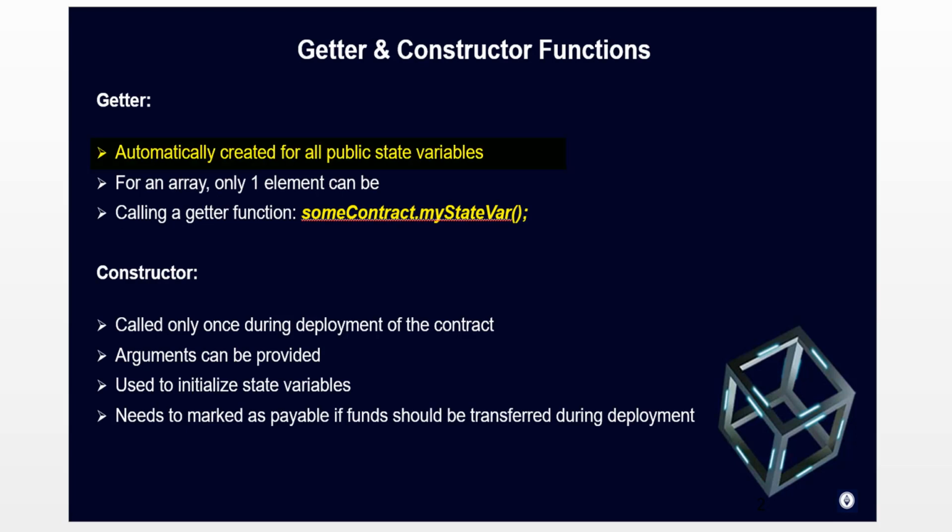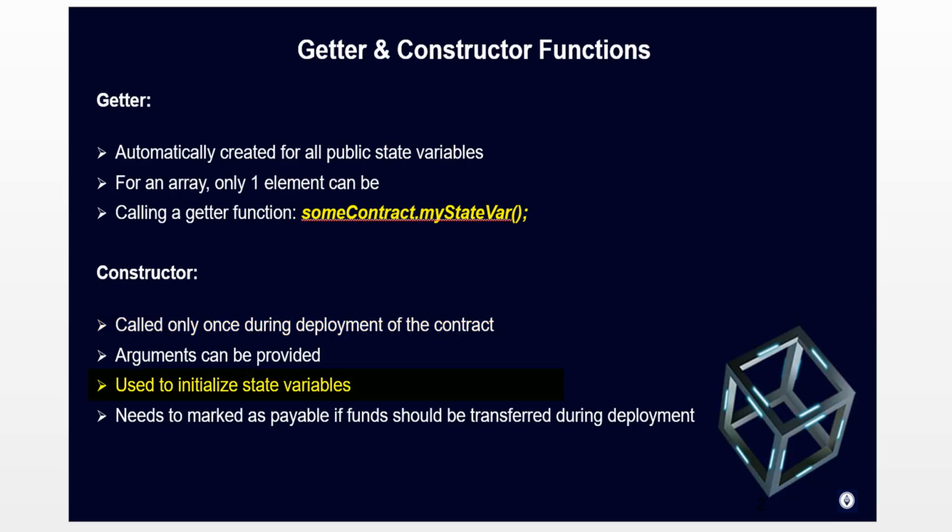Whenever you declare a public state variable, the compiler automatically creates a public getter function, which allows you to retrieve the value of the state variable. However, if your public state variable is an array, the corresponding getter function allows you to retrieve only one array element at a time, by specifying a valid index of that array. If you want to call the getter function from another contract, you simply specify the name of the corresponding state variable with the brackets.